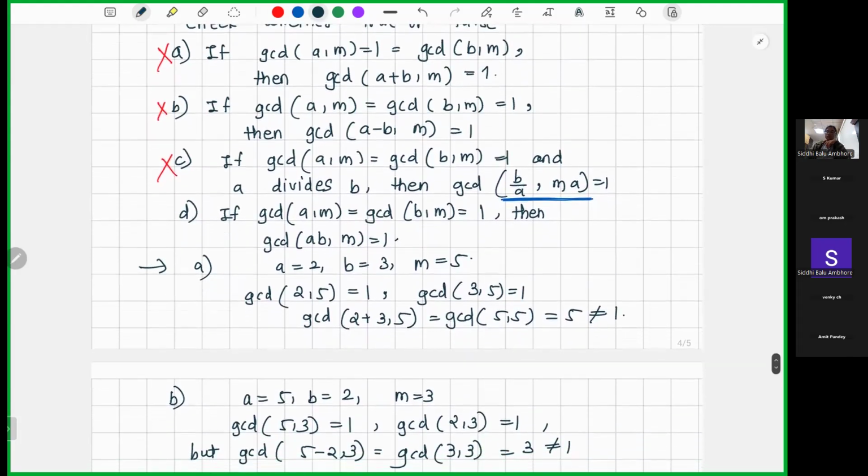These two statements are okay. There are many examples where this holds, but I would definitely want you to go through this one. I'll write this: try to find A, B, M such that this holds. Okay, that C holds.